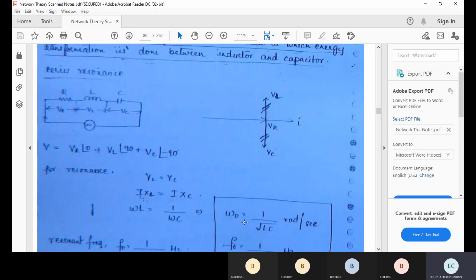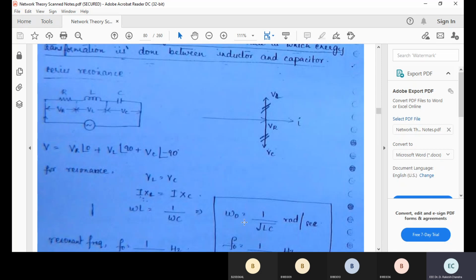What is the expression for current? Current I is equal to V by Z for a series RLC circuit, yes or no? What is Z? Your impedance Z is equal to R plus J into (XL minus XC). When XL is equal to XC, simply I is equal to V by R.